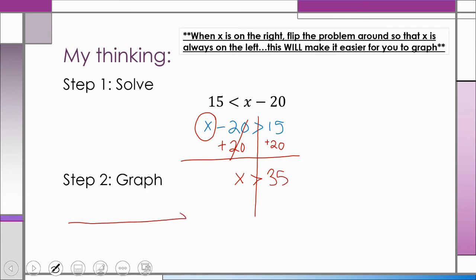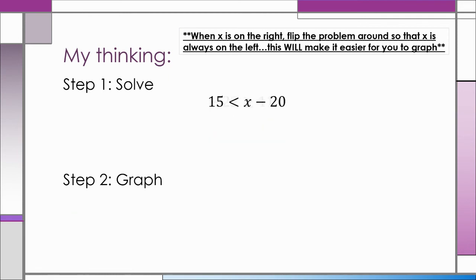So I'm going to draw my line. I'm going to draw a dash, and I'm going to put the number 35 there. And then since my inequality doesn't have that line underneath it, that means I'm going to put an open circle. And then x is pointing to the 35, so it's going to go to the right. So if we check it, if I say, hey, is 36 greater than 35? That's a true statement. Therefore, my line should go through 36, which it does. Okay? All right, let's try another one.